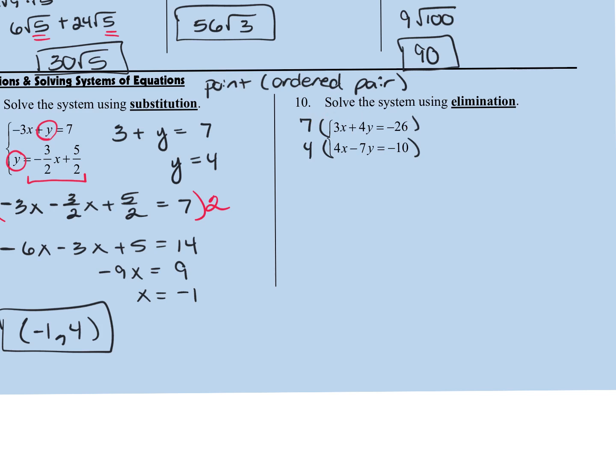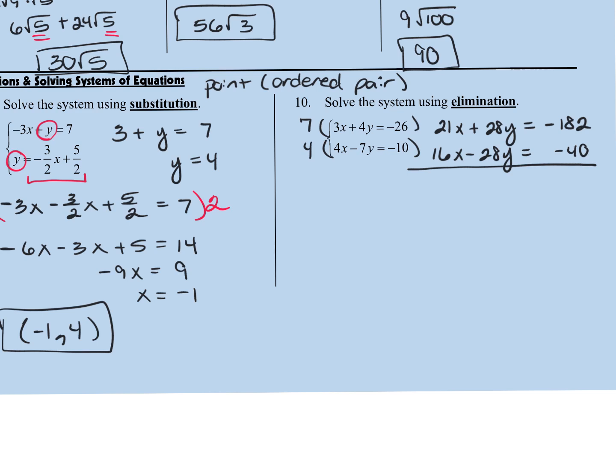Distributing my 7 first, I'm going to get 21x plus 28y, and I would bust out a basic, probably baby calculator on this and get a negative 182. I'm going to distribute my 4 now, and I'm going to get a 16x minus a 28y is a negative 40. Now you can see that sure enough, on the y terms, the coefficients are the same but opposite signs. That means that we can add these two equations. That's why this method is sometimes called the addition method.